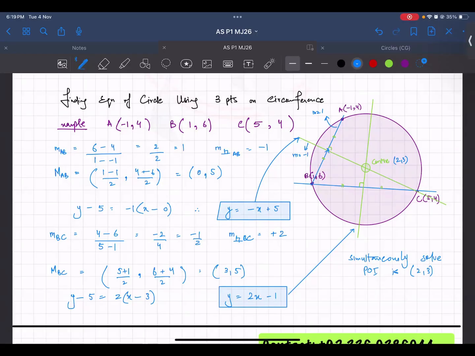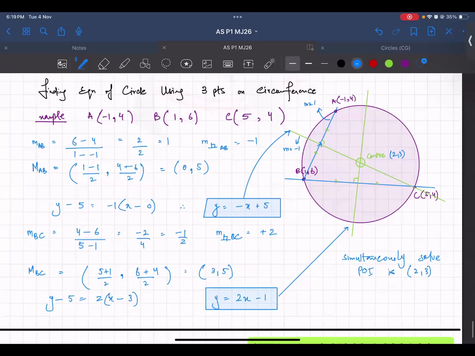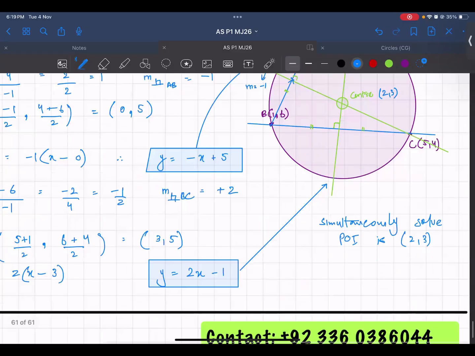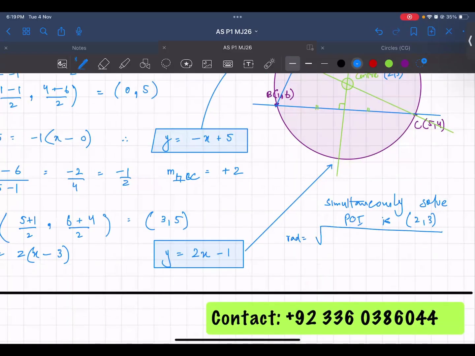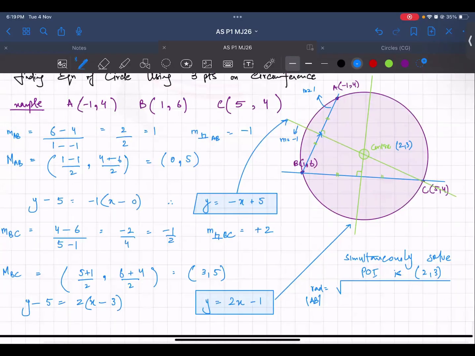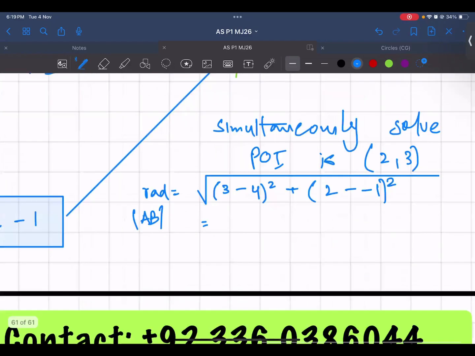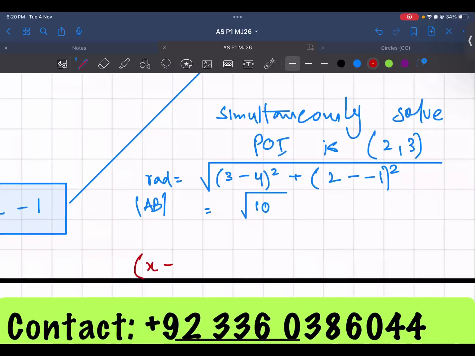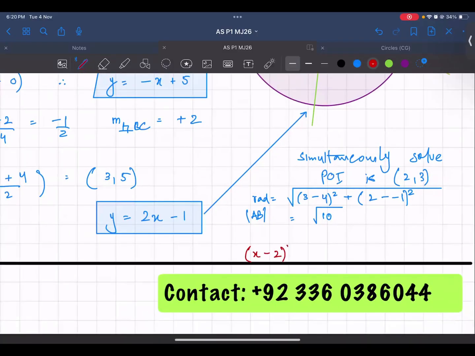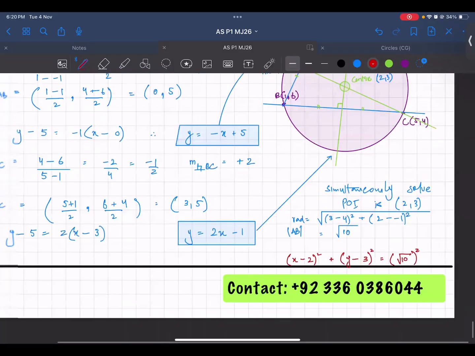So y2 minus y1, so 3 minus 4 whole square plus 2 minus 1 whole square. So your radius is minus 1 square is 1, 1 plus 9, under root 10. So the equation of the circle becomes x minus 2 whole square plus y minus 3 whole square is equal to under root 10 square. This is your answer.